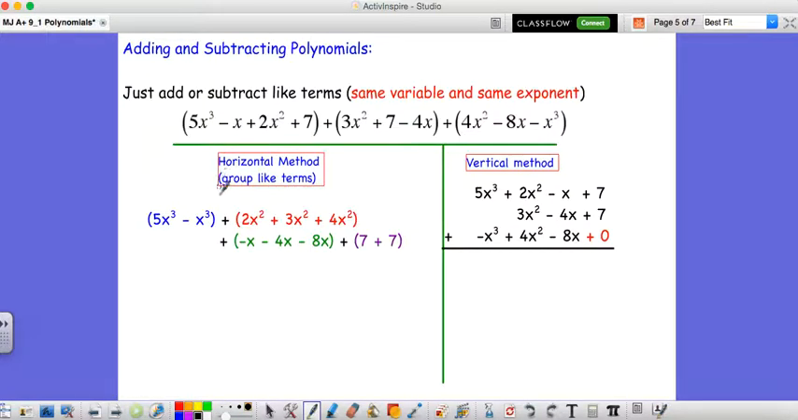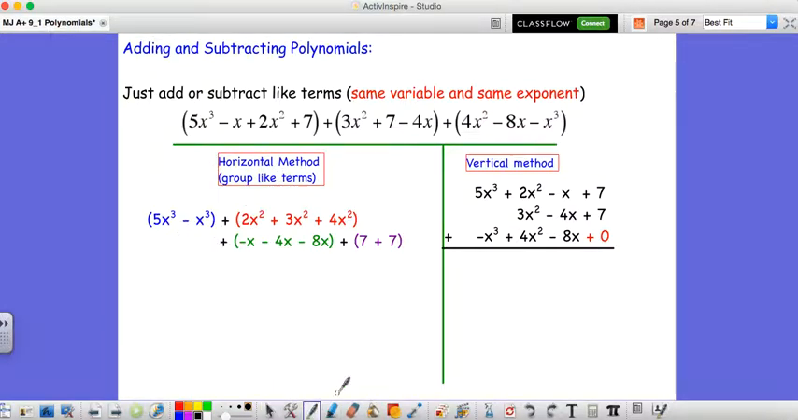So let's get into the nitty-gritty of 9.1, adding and subtracting like terms. We have two main methods to do this. The first is the horizontal method. And horizontal, like you think you're going to add horizontally.